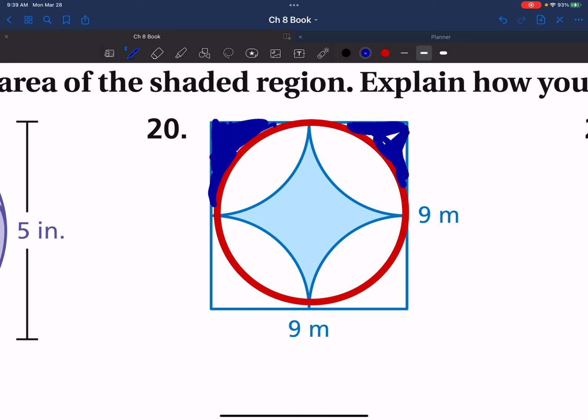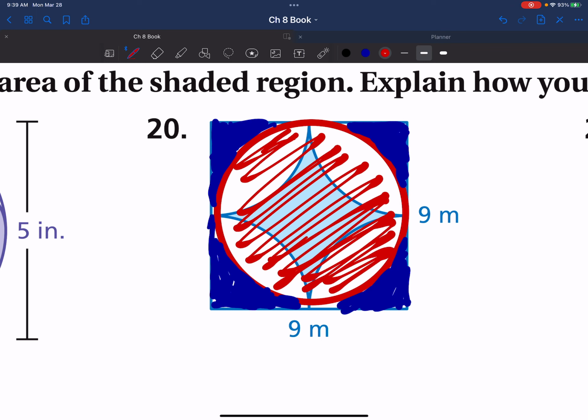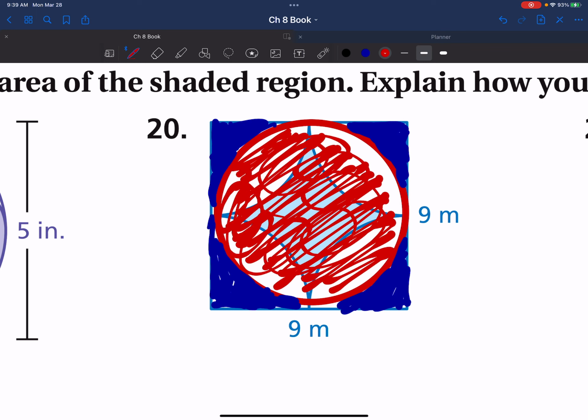And remember, the blue parts are the shaded part that we want to find. So here's what my job is with this problem. First of all, I need to find the area of the square itself. Once I find the area of the square itself, I need to subtract the area of the circle that's inside of it. Once I subtract the area of the circle inside of it, I should get left over with the blue parts that are left.